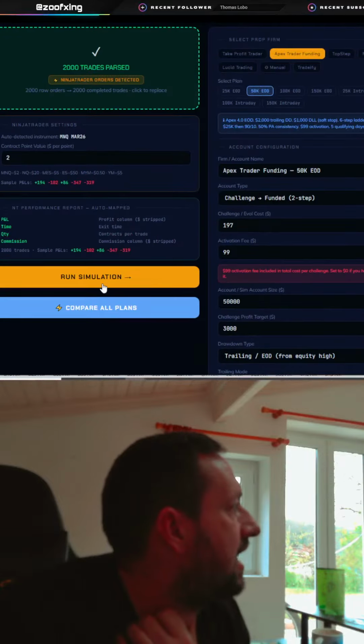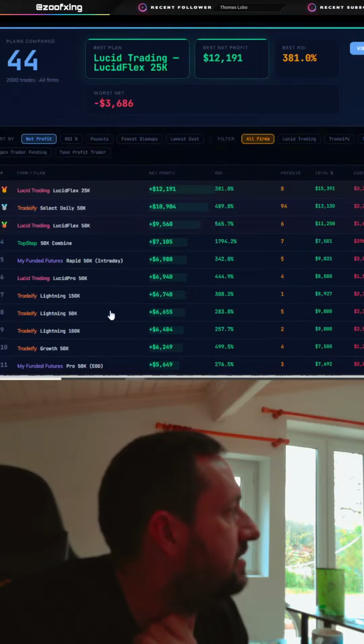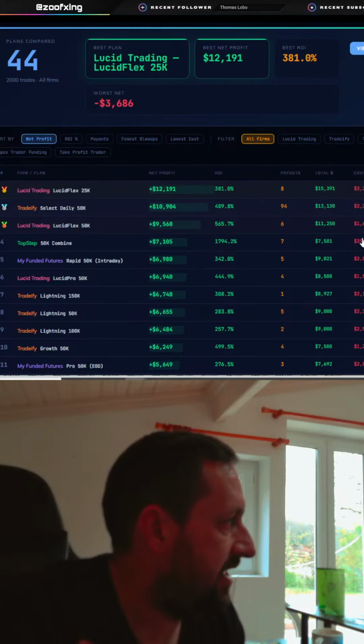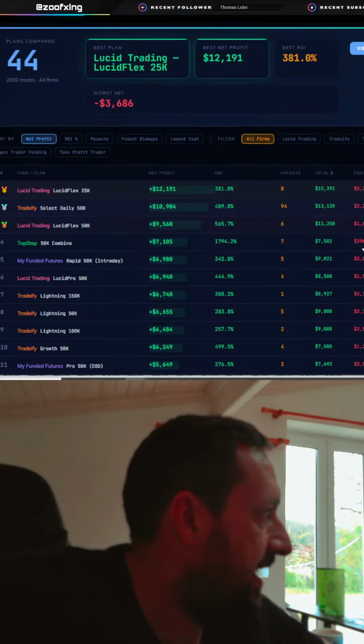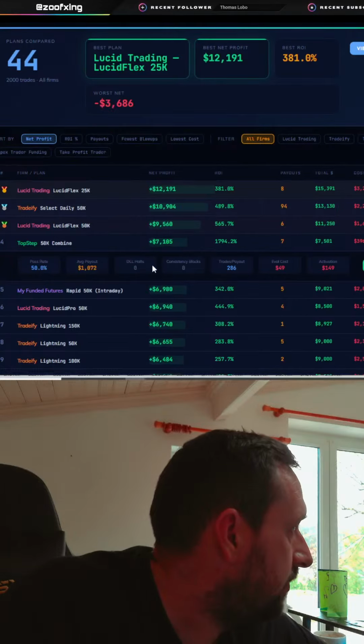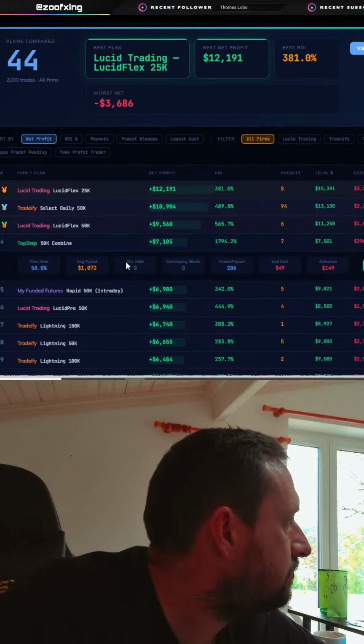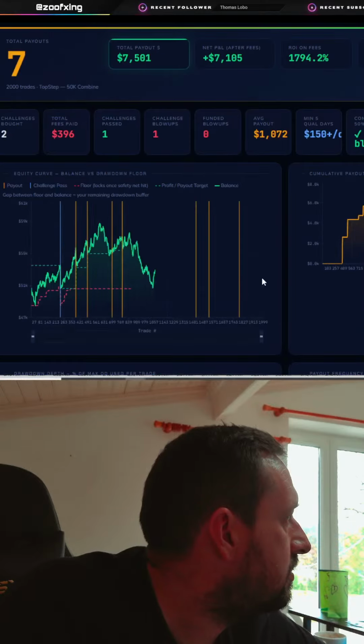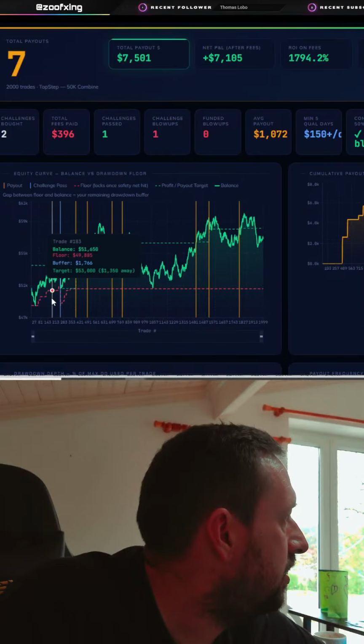Now I can run this to see what it looks like for Apex, or I can compare all plans. I can click this, and it will take that data and compare it against all firms and tell me which firm would have given me the highest payout, or I can focus on total cost, which is down here. So TopStep 50K actually only cost me $396. We can see in here, and then we can click on view full results and it plots how the journey went for you.